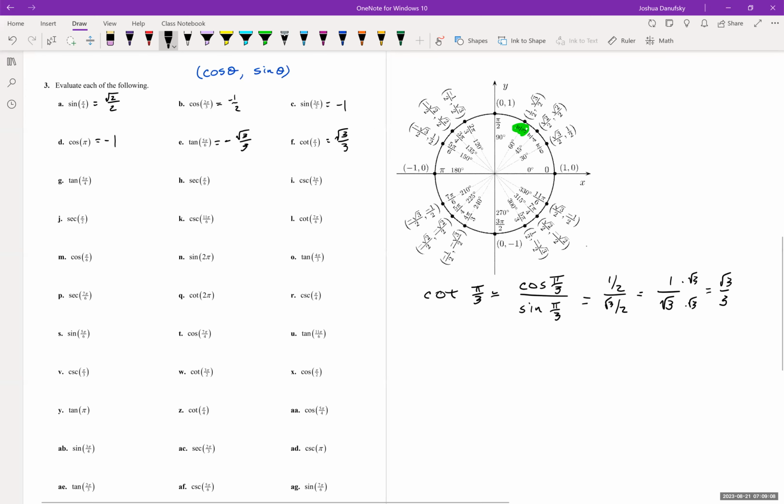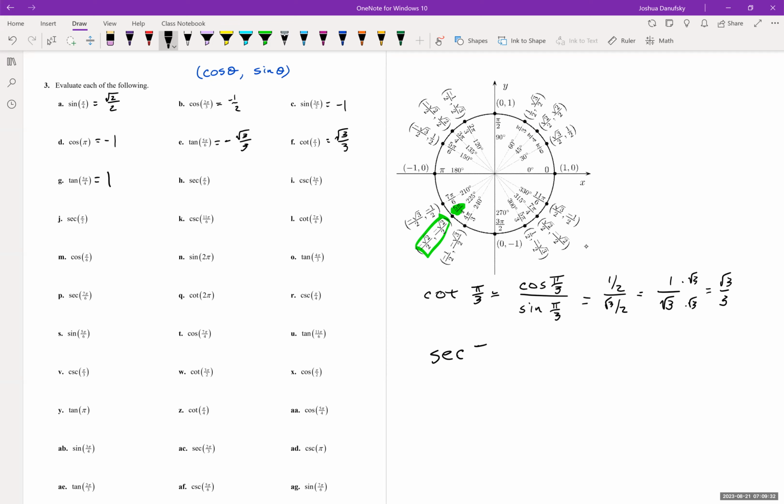Okay, let's look at tangent of 5 pi over 4. So 5 pi over 4 is right here. Look at our x and our y. Tangent is sine over cosine, and they're the same value. So a -√2 over 2 over a -√2 over 2 will give us a +1.